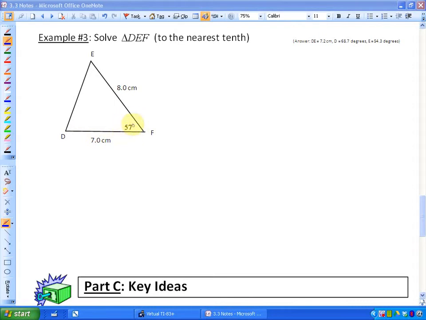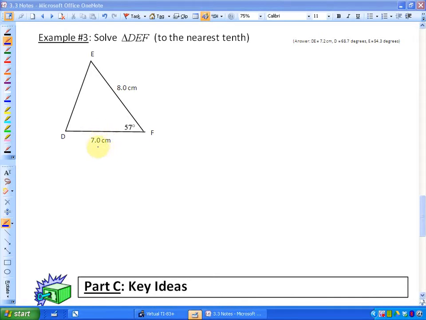It does not give us the method to solve, so we could solve using the sine law, the cosine law, or any particular law. However, in order to use the sine law, we must have an angle and its opposite side. For this triangle, we don't have the opposite side of 57 degrees. We don't have the opposite angle of 8 centimeters, and we don't have the opposite angle of 7 centimeters, so the sine law cannot be used.